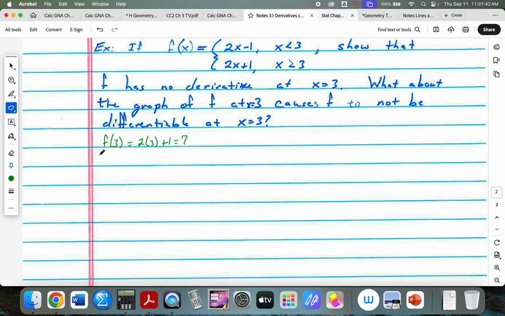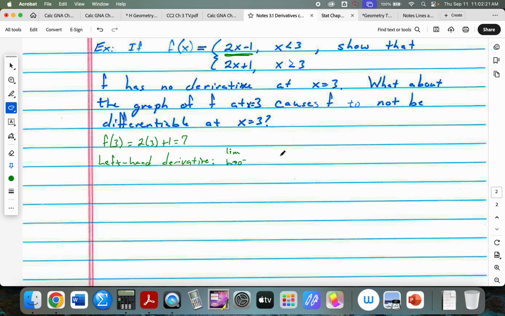So I'll start with my left-hand derivative. And you might guess that it's 2, but it's not. Let's show why. We're going to take the limit as h goes to 0 from the left. So as h goes to 0 from the left at 3, I'm going to be looking at the 2x minus 1, right?